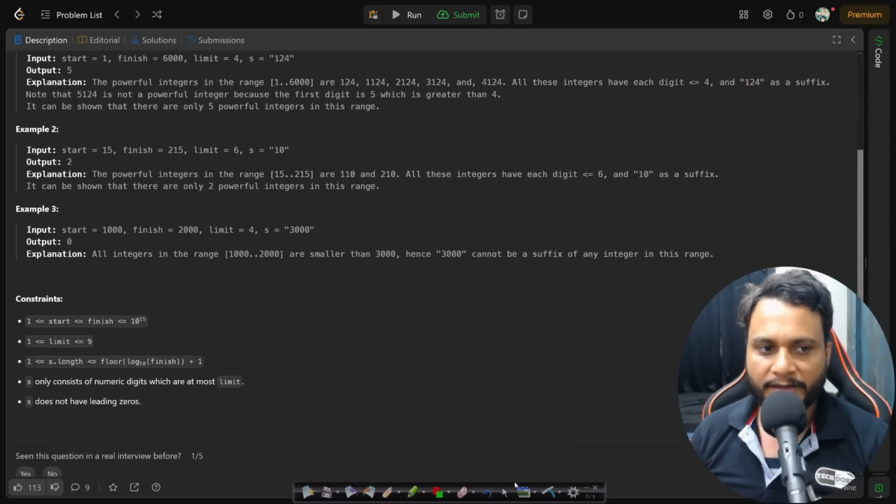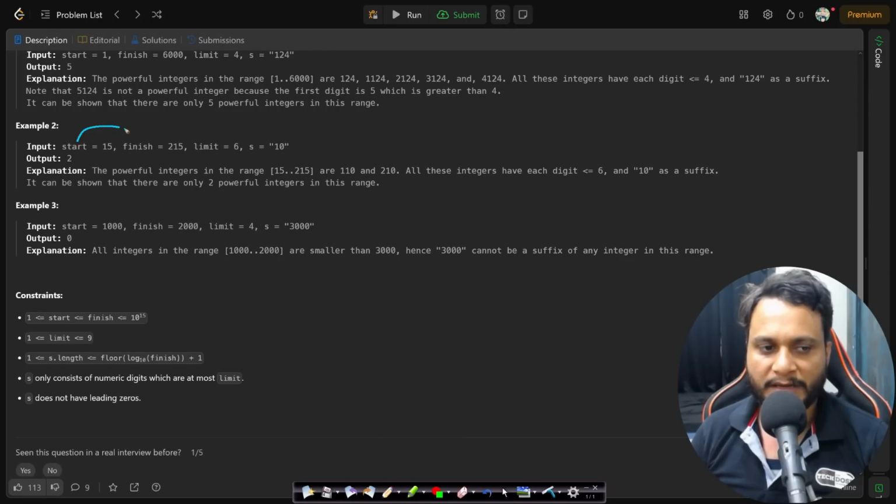Now, if you look at another example, in this case, I want to find all the numbers having suffix equal to 10 from start to finish, from 15 to 215. And each of the limiting digit should not exceed 6. So in this case, what I can do is find all the numbers having 10 as a suffix from 1 to 215, and then all the numbers which have 10 as a suffix from 1 to 14. And if you get an x count here and a y count here, then since I want to find from 15 to 215, I can just do x minus y and return the result, isn't it?